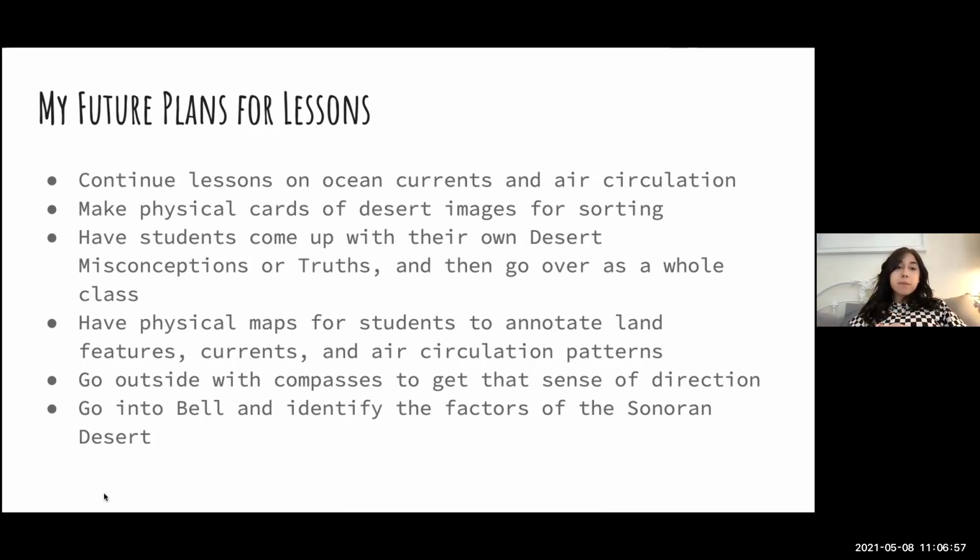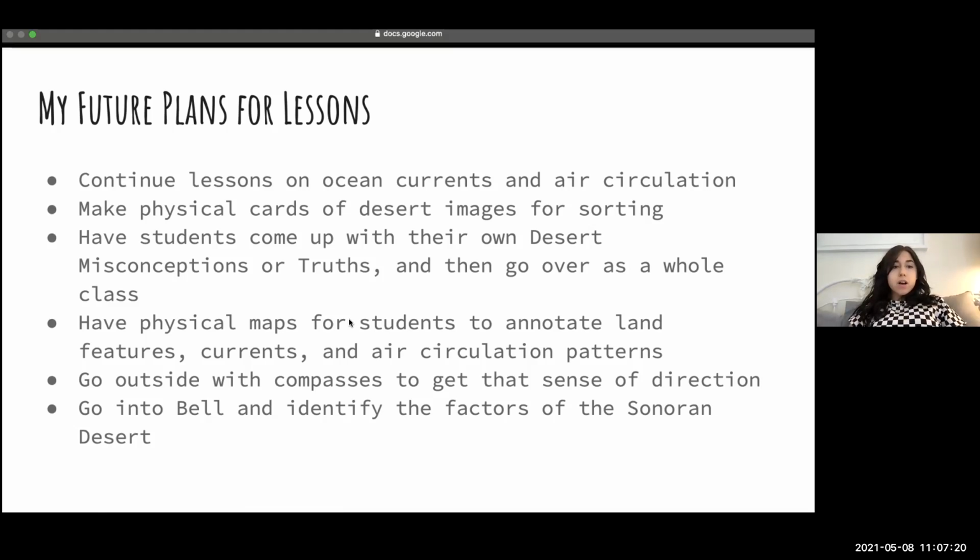I would love to make physical cards of desert images for sorting, a desert pile or non-desert pile, to see what they come up with. I would love students to come up with their own desert misconceptions or truths first as groups, and then as a whole class, really define what is true and what's not.